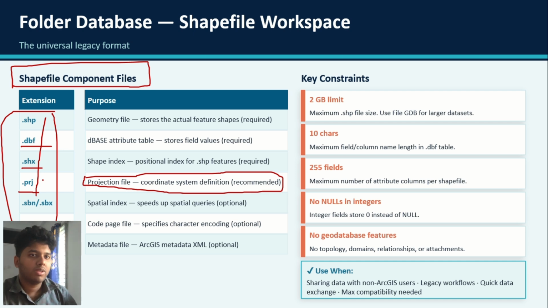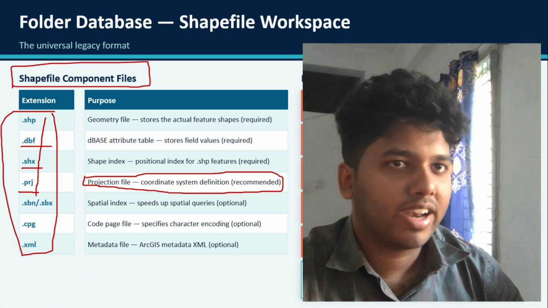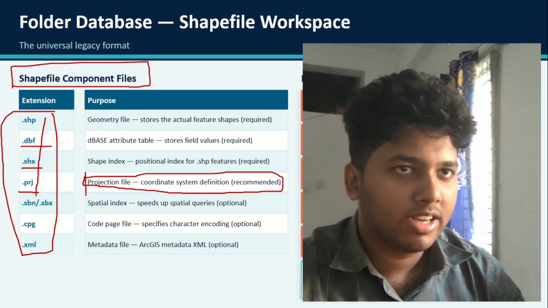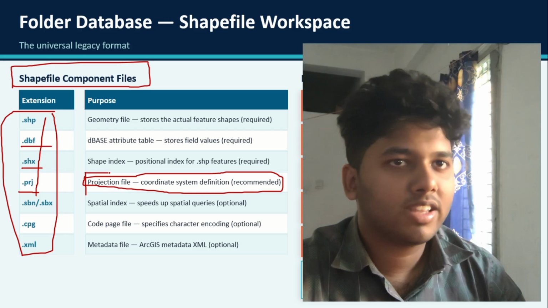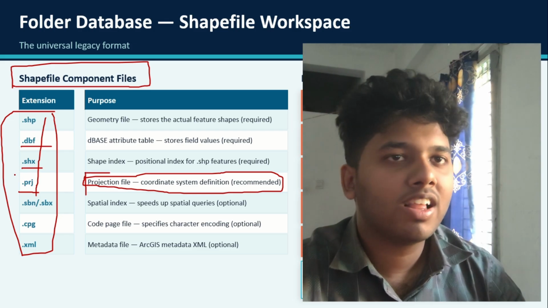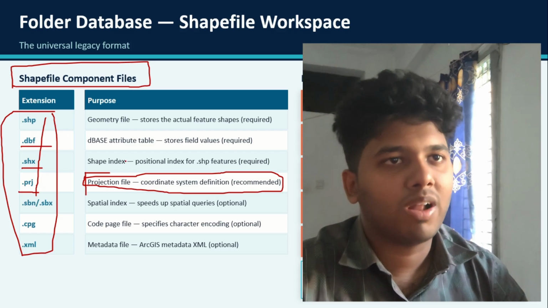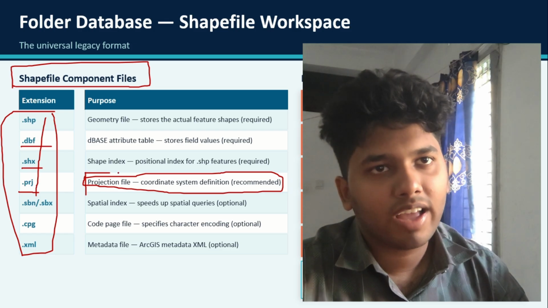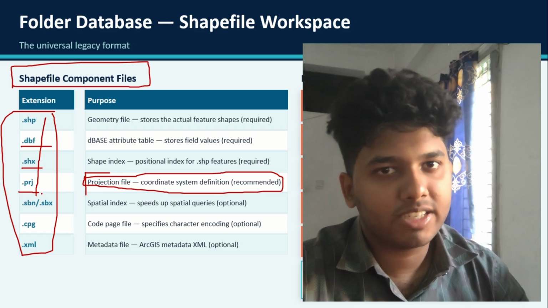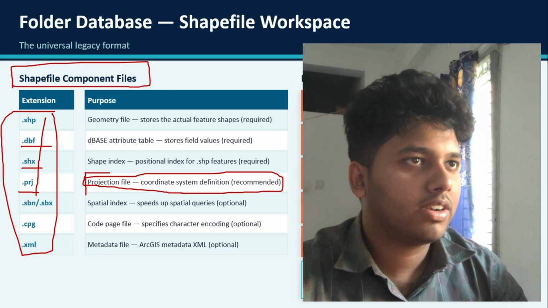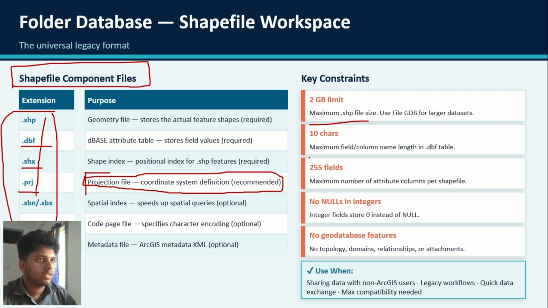Like in Bangladesh, the most standard way is when a firm digitizes a handmade dataset, they just delete the projection file, and that's why the entire shapefile components become useless. So we have to manually digitize it again, since we don't know which projection it is based on. So these are the constraints mentioned here, the limitations: field names, no nulls, integer limits, no geodatabase features, we can't use it.